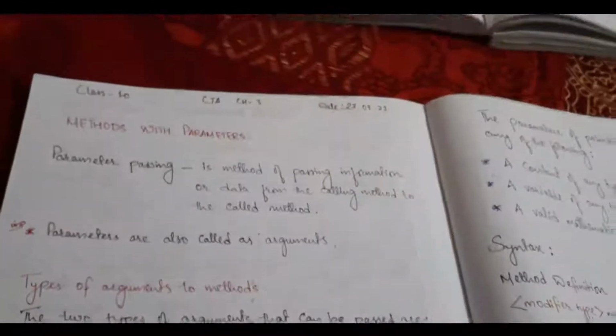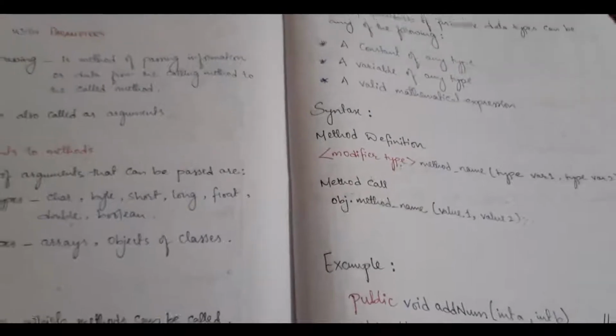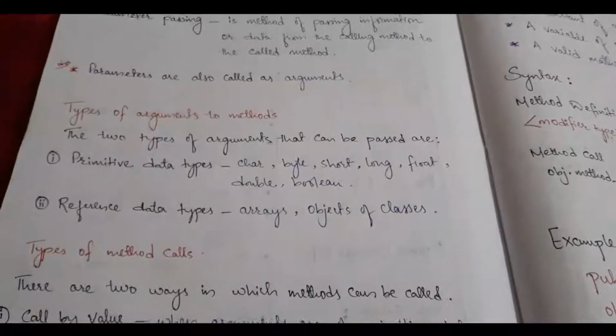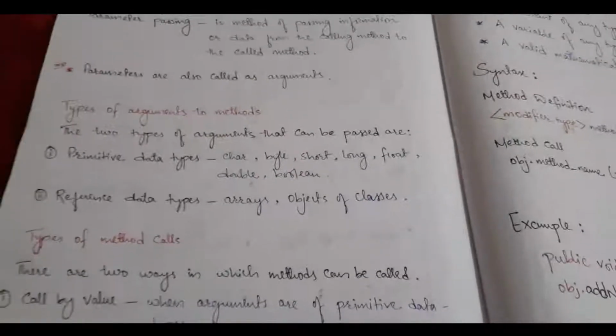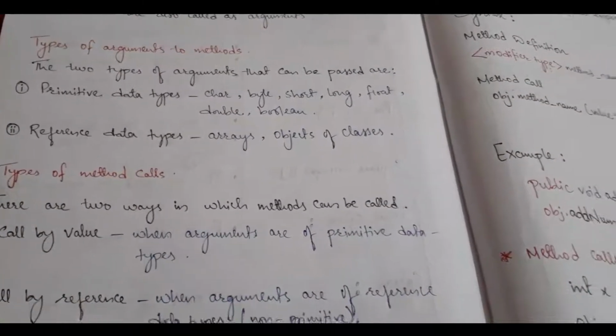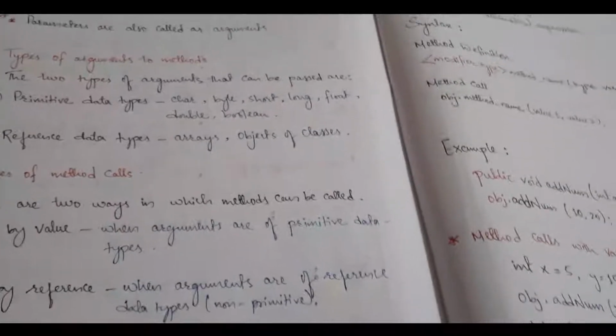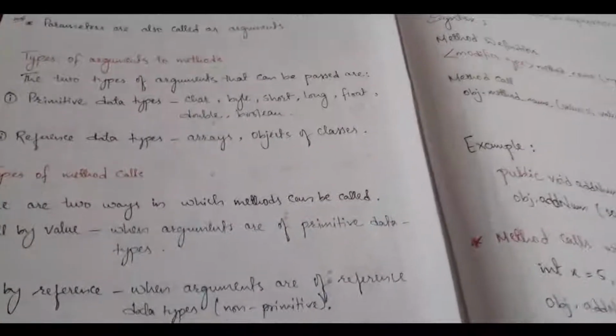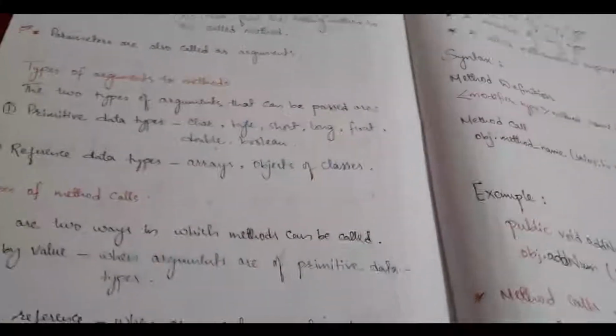Apart from that, from the portion that we have completed recently, questions may come like: what are the two ways of calling a method? Then you can write call by value and call by reference. Also, what sort of arguments can be included in call by value or call by reference? These kinds of questions may come during the exam or the board exam, so you have to remember all these things properly.